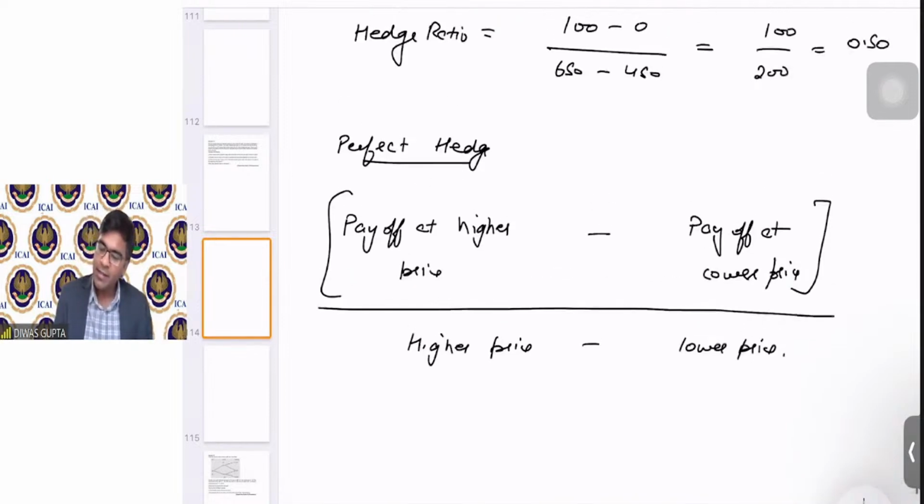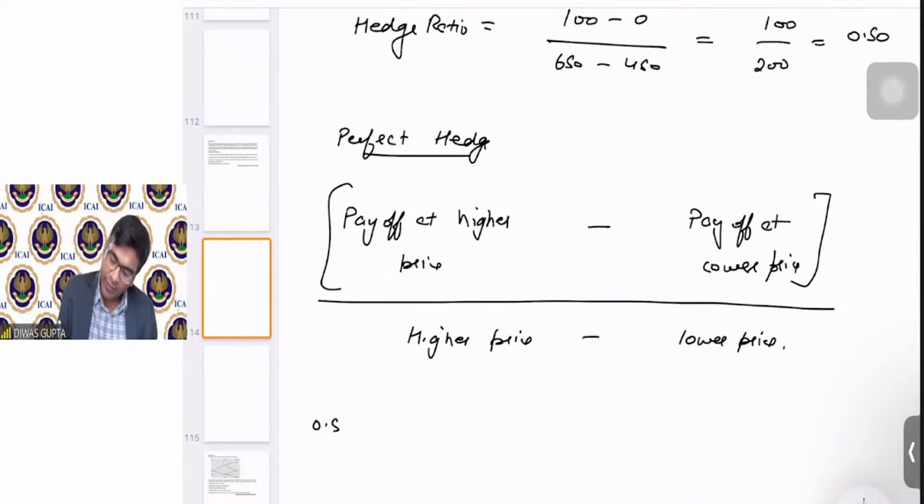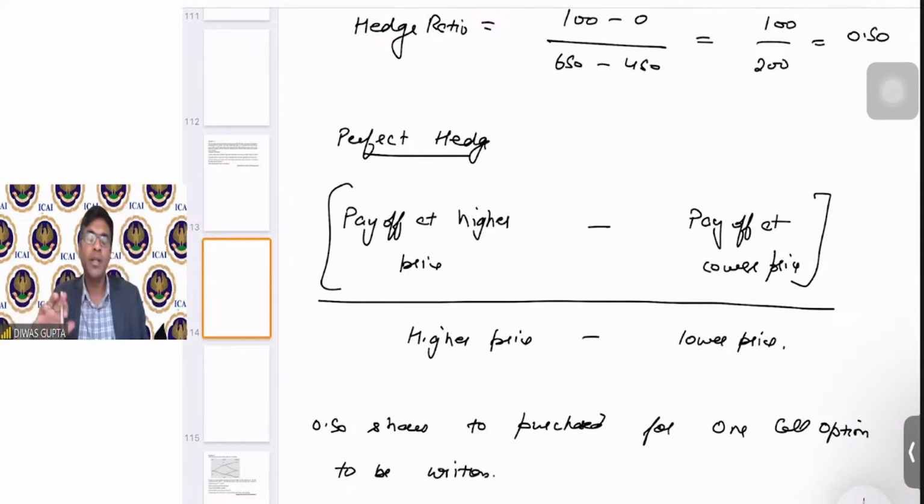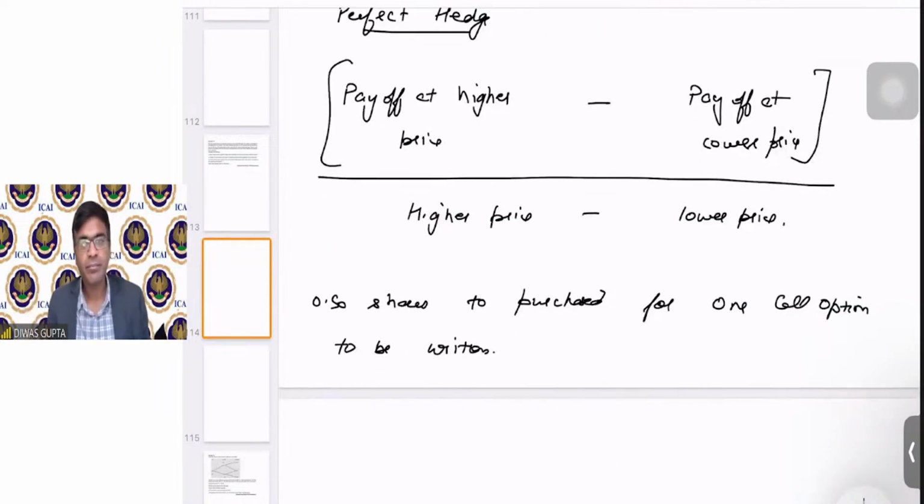So it means 0.5 shares to be purchased for one call option to be written. Okay. For one call option to be written, we need to purchase 0.5 shares. This is the perfect hedge. Simple.